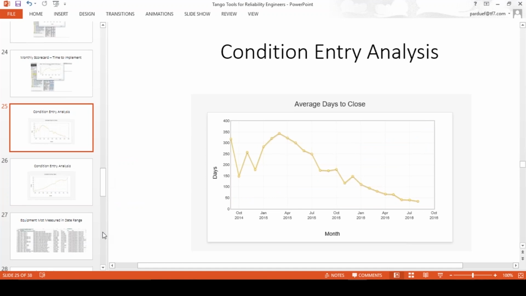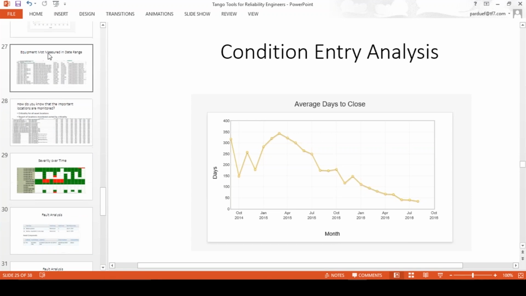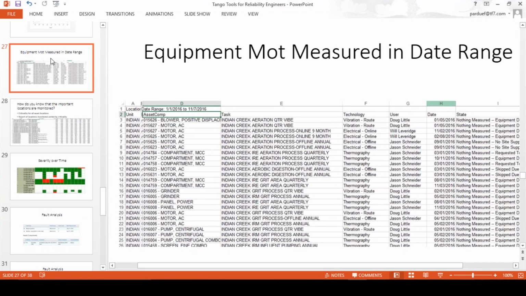All right, let's look at a few other reports. This is equipment not measured in date range. All right, so I've got a report, that asset fitness report, that tells me that 15-20% of my assets weren't monitored when I said I was going to monitor them. Well, now I want to run a report that says what pieces of equipment haven't been monitored in the date range. So I gave it a date range of the first of the year till today, or to yesterday.